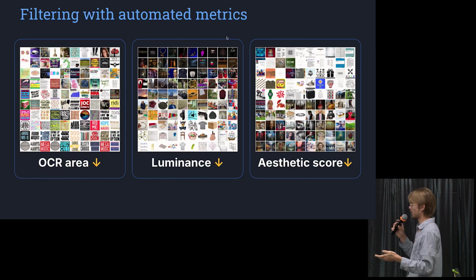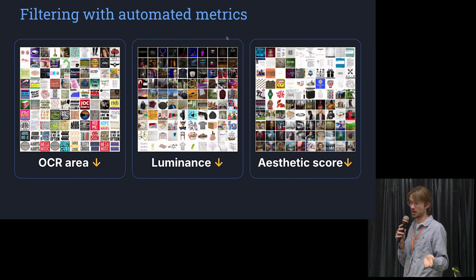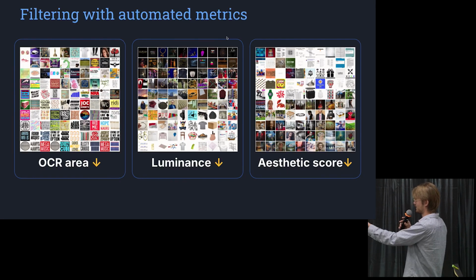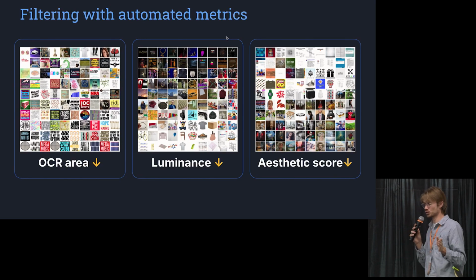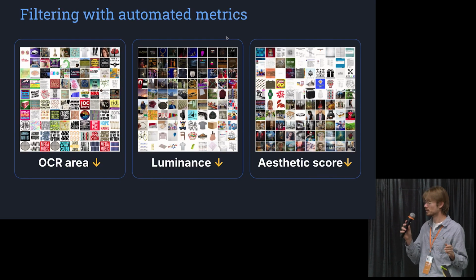OCR area, in our case, was really important because the generative models we were training didn't do well with text. They produced weird, squiggly looking text. So this was one way to control our model output, to get rid of these text-heavy images. Luminance was just really common in the literature, and it's fast and easy to compute. And aesthetic score really was about aligning with users' downstream preferences for the model.